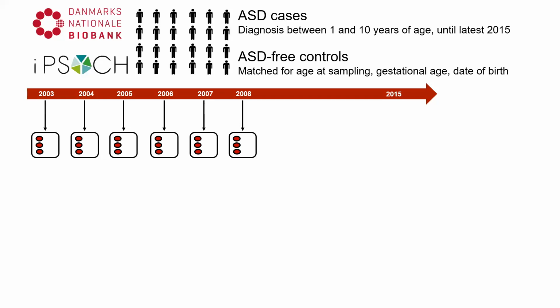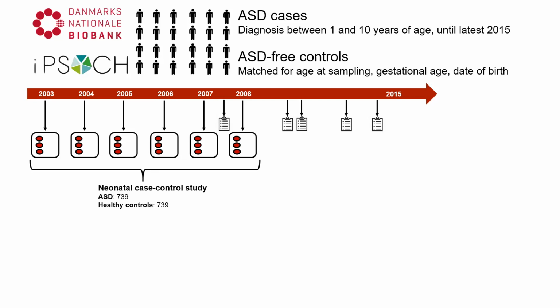So we used samples from children that were born between 2003 and 2008. And then we defined autism as children that were diagnosed with autism between the age of 1 and 10 of their life, until 2015 at the latest. We also looked up samples from children that we matched for these cases based on factors that we know are very important for the neonatal metabolome, including the age of sampling, the gestational age, and the date of birth.